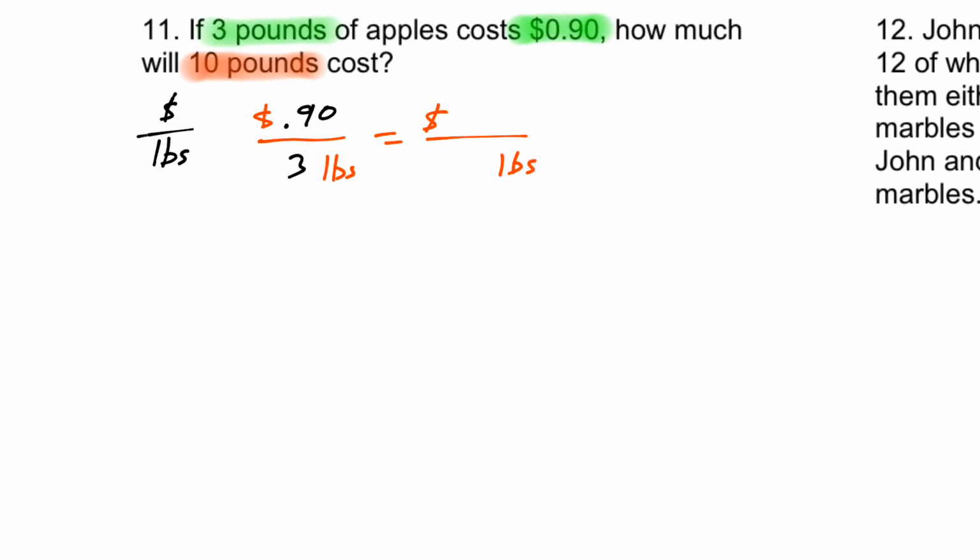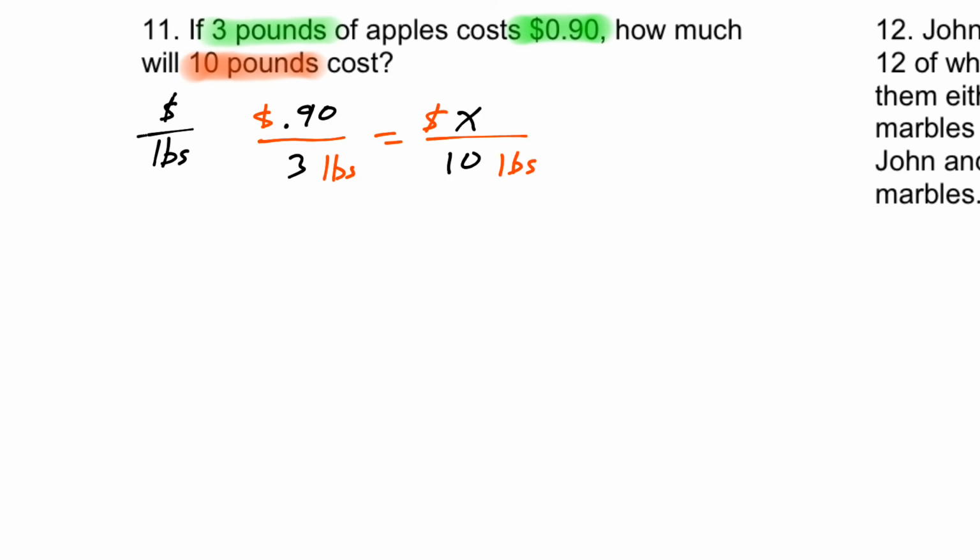So the 10 pounds will go over here in the denominator on the right. And we're trying to solve for how much 10 pounds will cost, so it'll be X dollars. As long as we're consistent, if we do dollars over pounds, then the other fraction should also be dollars over pounds. Now we just cross multiply, or I should say we do our cross products and set them equal. And we will solve for how much 10 pounds of apples cost.